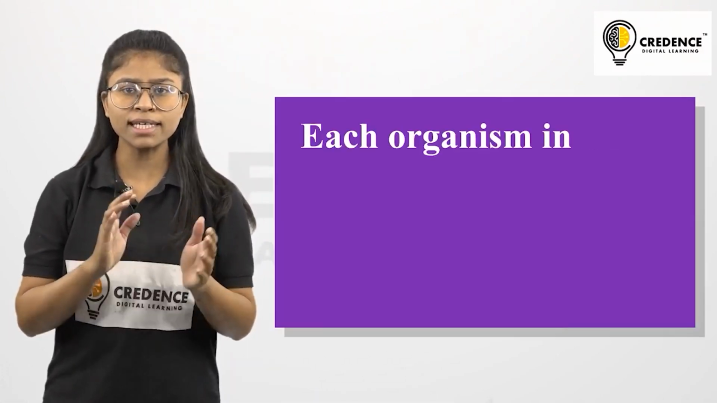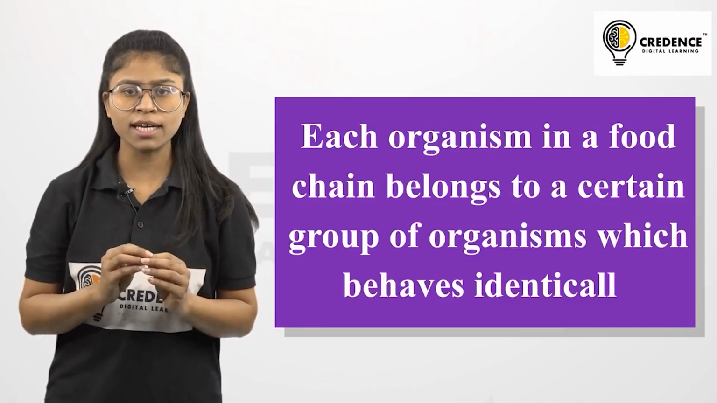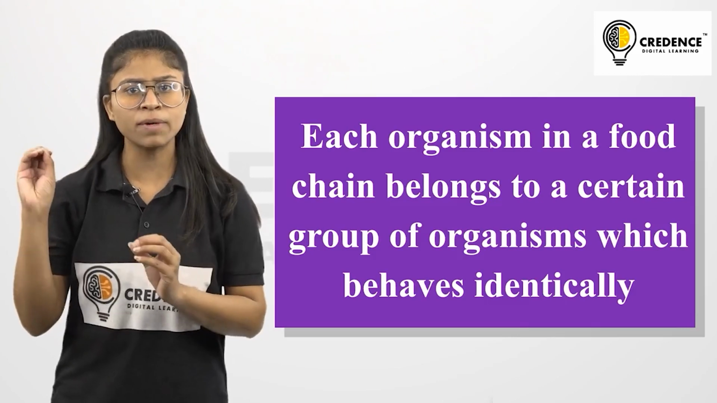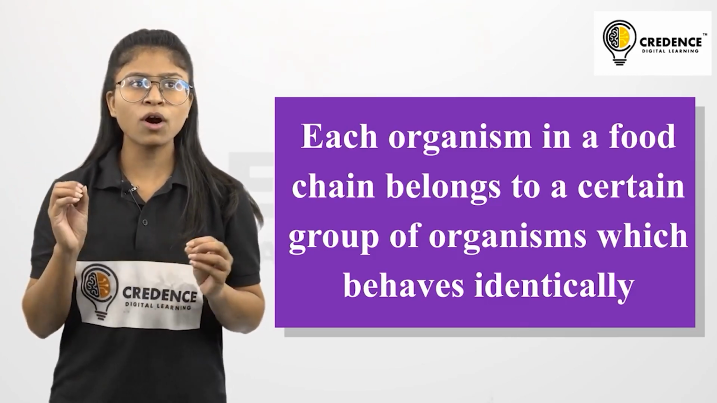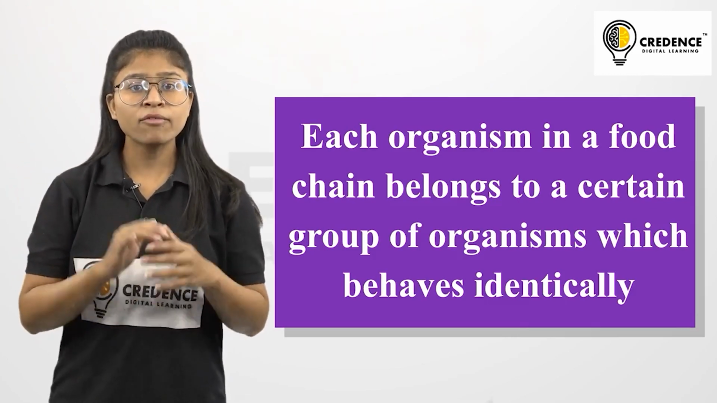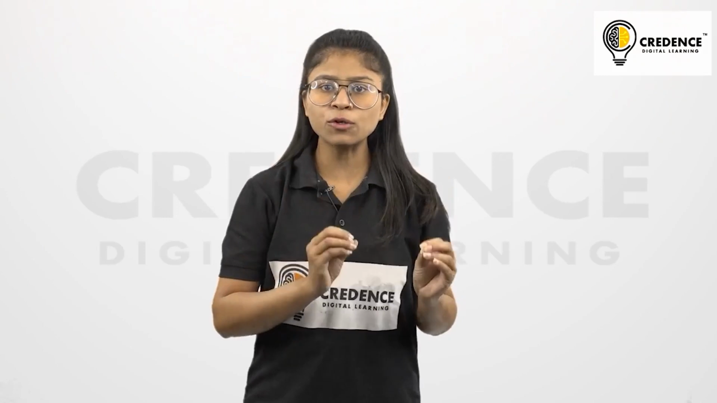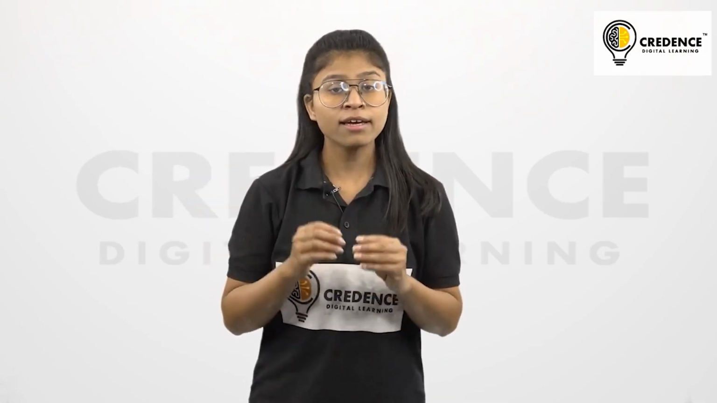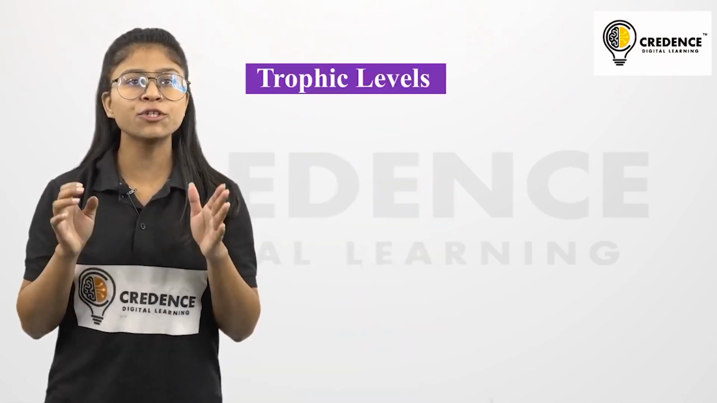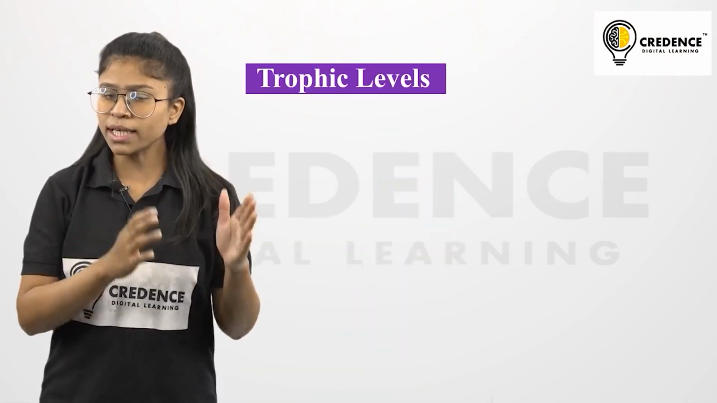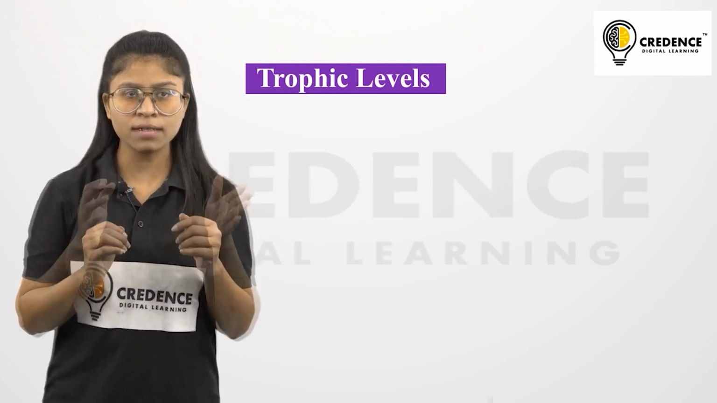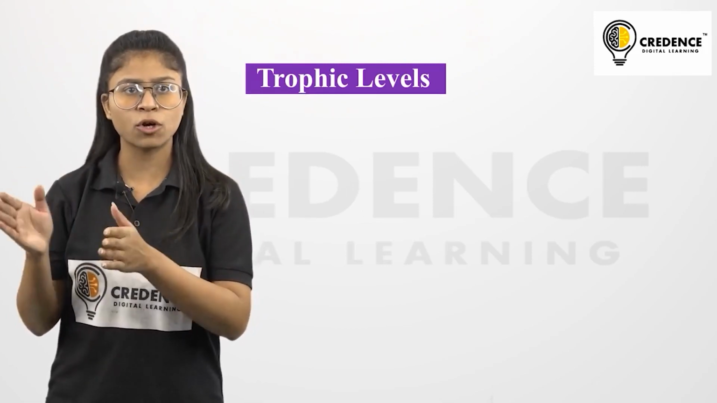As you know, each organism in a food chain belongs to a certain or particular group or category of organisms which behave identically when it comes to obtaining energy. Now all these groups and categories of organisms have different steps of the food chain, which are also called different trophic levels. Each organism in a food chain represents its own trophic level.